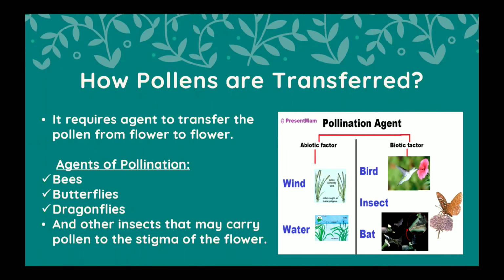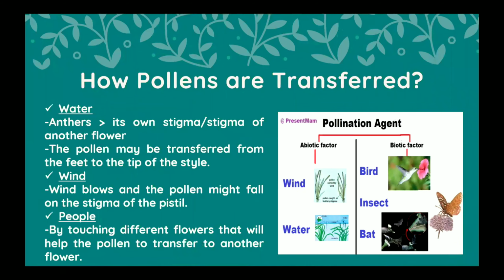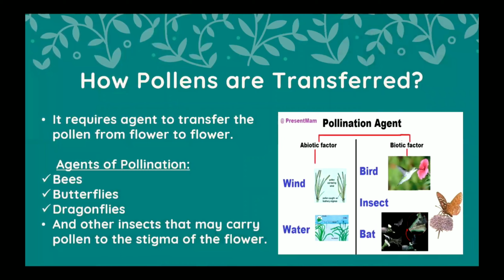Agents of pollination are bees, butterflies, dragonflies, and other insects that may carry pollen to the stigma of the flower. When bees, butterflies, dragonflies, or other insects land on flowers to gather nectar, pollen grains get stuck on their legs. The pollen grains are transferred as they flutter from flower to flower. Other animals that aid in pollination include birds, bats, and other fruit-eating animals that may come in contact with flowers. The pollen grains stick to the fur or feathers of these animals. When they move, the pollen grains are transferred to the stigma of the flower.